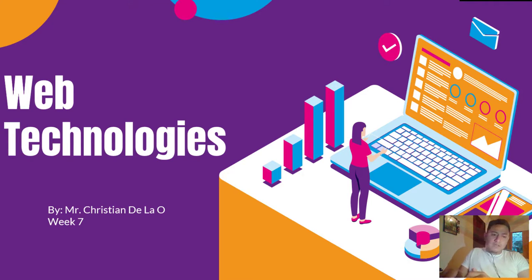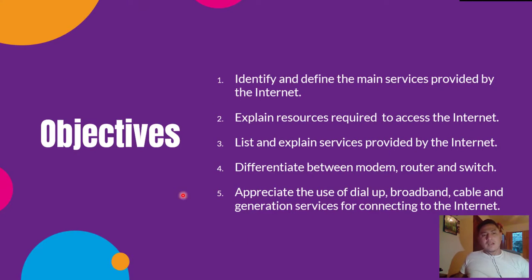So we're gonna be looking in today's session at identifying and defining the main services provided by this so-called internet, explaining resources required to access the internet. We're gonna list and explain services provided by the internet. You guys are gonna be able to differentiate between what's a modem, router, and a switch if you've heard these terms before. And you're gonna appreciate the use of dial-up, broadband, cable, and generation services for connecting to the internet. So let's get started.